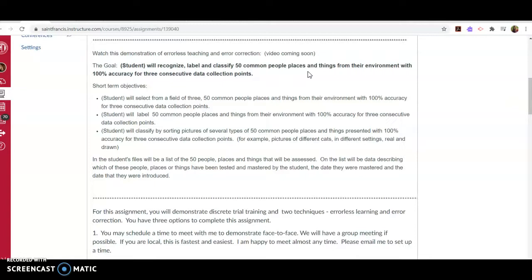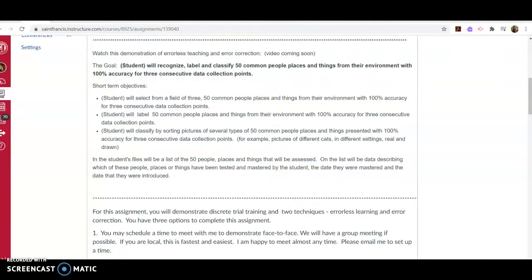So let's unpack this. The student, Stephen, what's he going to do? He's going to recognize, label, and classify what? 50 common people, places, and things from his environment. This is a common deficit among people who have autism, and that's why we have those things that we learned about in the video, like tacting, manding, etc. With 100% accuracy for 3 consecutive data points. That's how well he's going to do it.